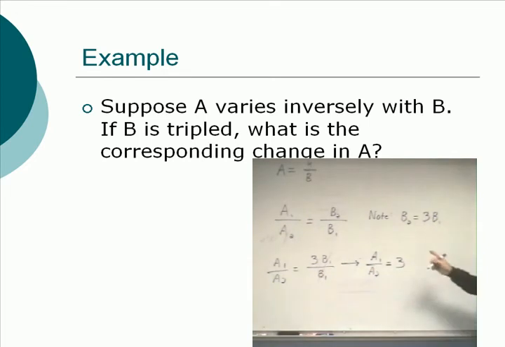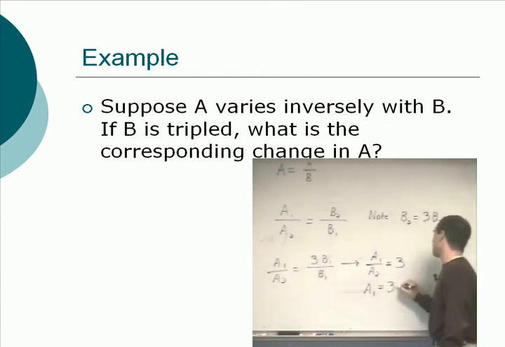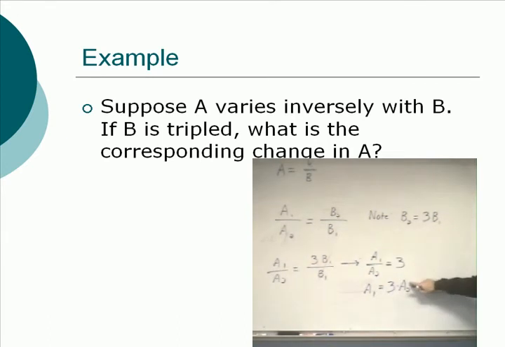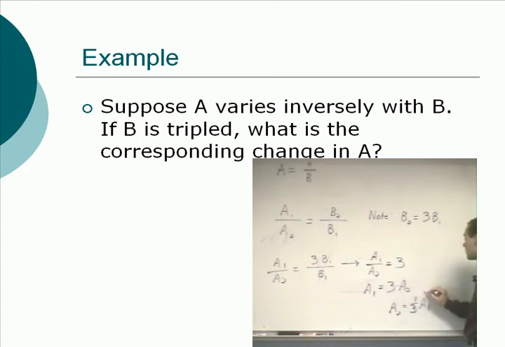Well, we want to know how these two are related, so if we multiply both sides by A2, we can say that A1 equals 3 times A2. But we want to know how the second one changed. We want to know that the second A value is 1/3 of the first A value. We divide both sides by 3, and that's the fact that we want. Our new A value will be 1/3 of the original. That answers the question.